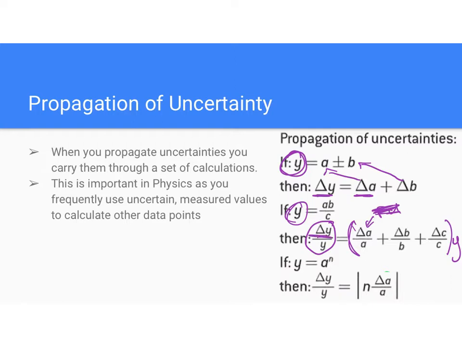And then if y is equal to a to the power of n, then our fractional uncertainty here is equal to n times the fractional uncertainty in a. Again, it's a lot. It makes a little more sense when we start calculating, but questions are good. If you have them, please ask.